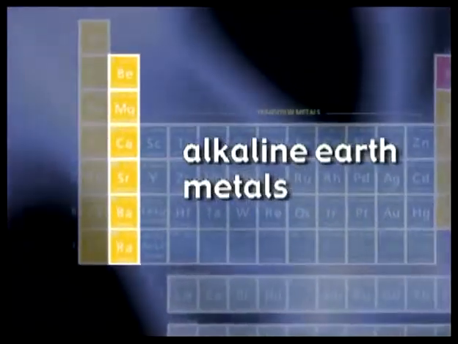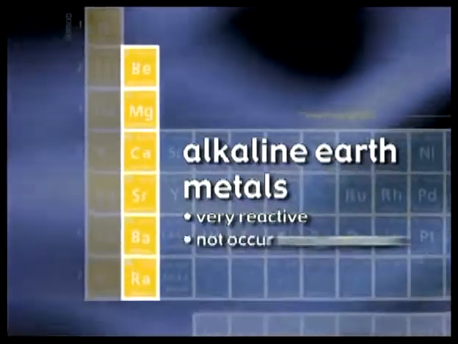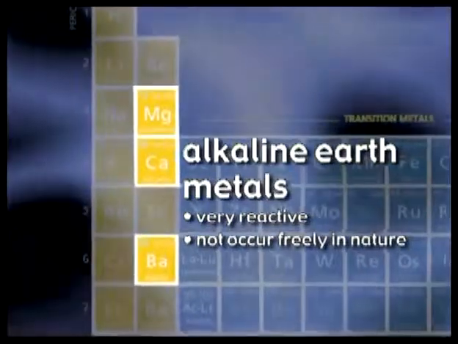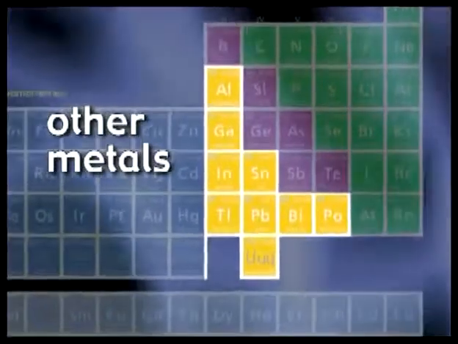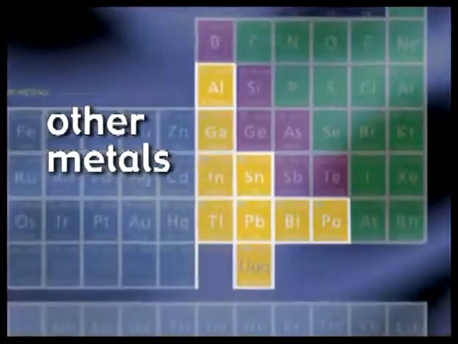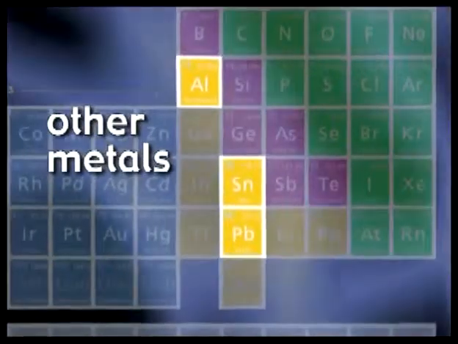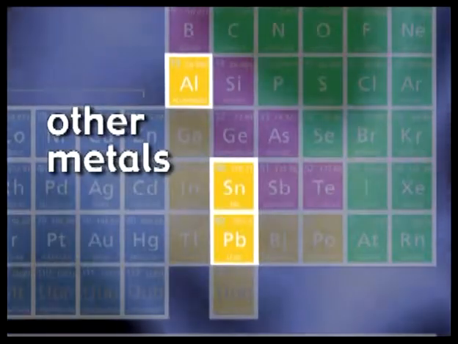The alkaline earth metals are very reactive with a valence of 2. Because of their reactivity, they are not found freely in nature. The 7 elements classified as other metals include aluminium, tin, and lead. These metals are solid, have a high density, and are opaque.